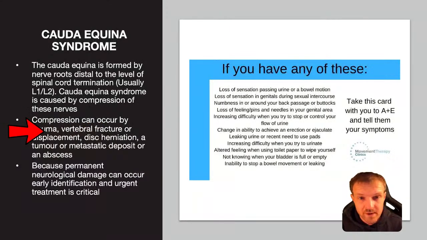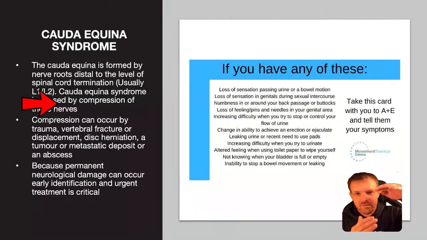The compression can occur for several different reasons. It can be a trauma. You might have a car accident. You might have a fall off a horse or something like that. You might have a fracture or a displacement, something like a spondylolisthesis, where the vertebra has slipped. Anything like that.